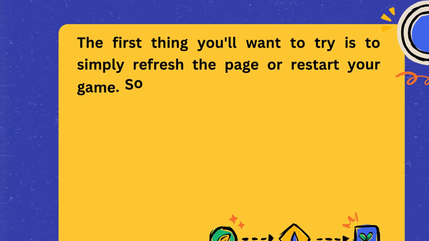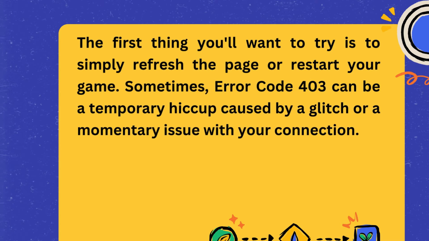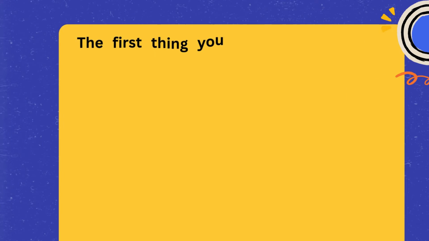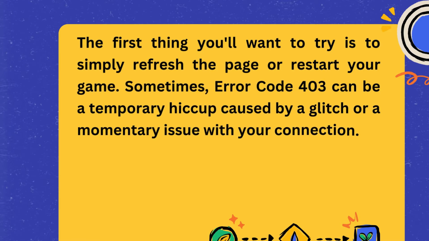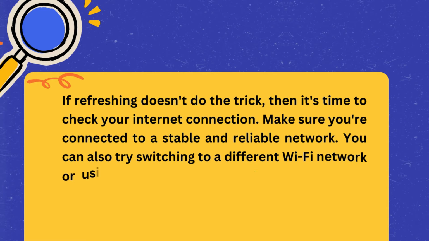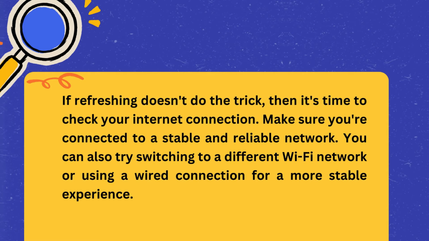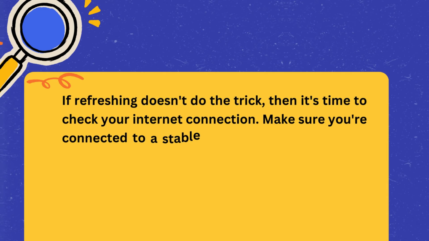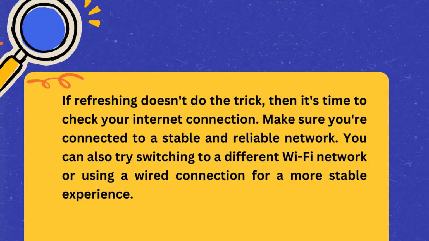The first thing you'll want to try is to simply refresh the page or restart your game. Sometimes, error code 403 can be a temporary hiccup caused by a glitch or a momentary issue with your connection. If refreshing doesn't do the trick, then it's time to check your internet connection. Make sure you're connected to a stable and reliable network. You can also try switching to a different Wi-Fi network or using a wired connection for a more stable experience.